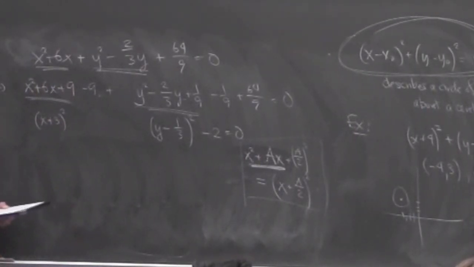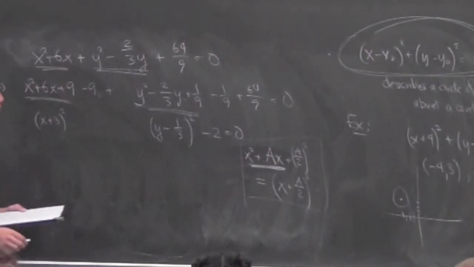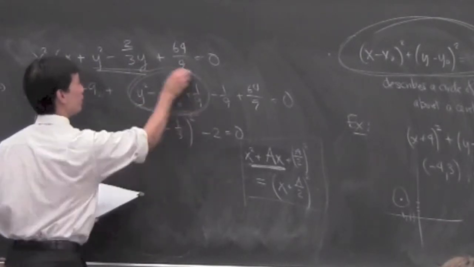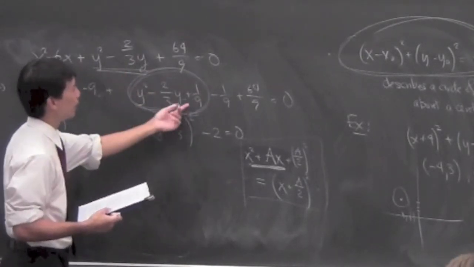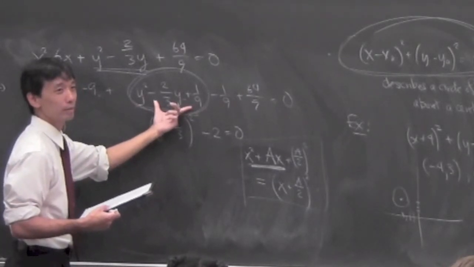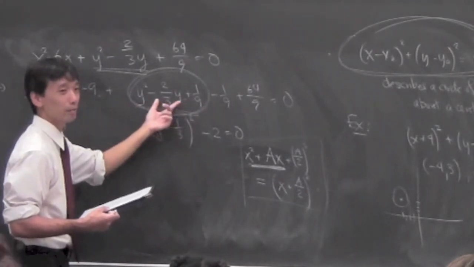Go ahead. So how do we go from y squared minus 2 times y plus 1 to y minus 1/3 squared? This thing right here, we added on the 9 to turn this thing into a square. We completed the square. Now it's the square.